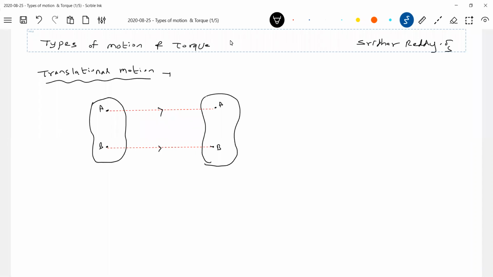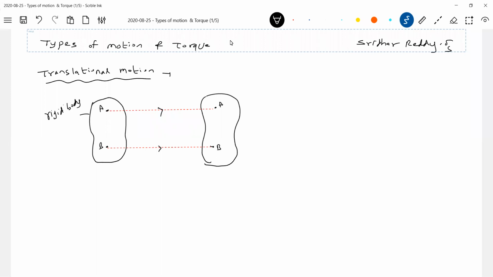And I'll call this particular object a rigid body, because the chapter name itself is rigid body mechanics. What do you mean by rigid body? Under application of force, the distance between any 2 points during motion will not change.